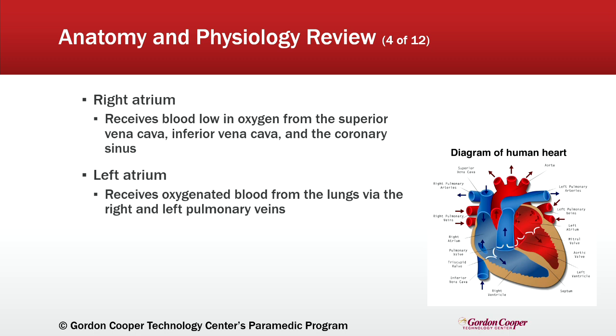And then we have the left atrium. That chamber is responsible for receiving freshly oxygenated blood from the lungs via the right and the left pulmonary veins. It's like the heart's waiting room for blood that's just picked up a fresh supply of oxygen. Once both atria are filled, they contract simultaneously, pushing that blood through the AV valves into the ventricles. This coordinated contraction is vital for ensuring that the blood flows efficiently through the heart.